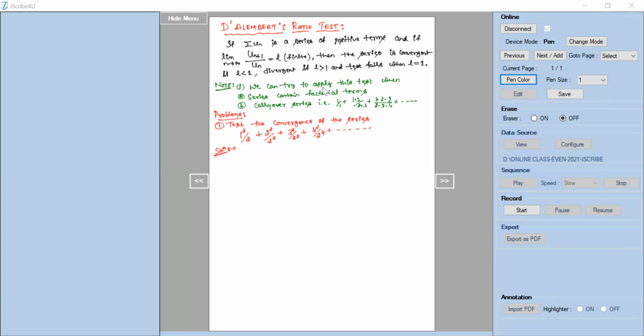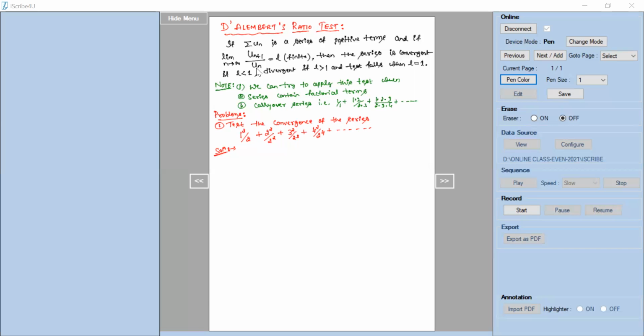Now let us see how we can calculate this limit and check the convergence of a given infinite series using D'Alembert's ratio test through certain examples. Let's start with the first problem. Test the convergence of the series 1 square by 2 plus 2 square by 2 square, 3 square by 2 cube plus 4 square by 2 power 4. See, this does not contain factorial, nor is it a carry-over series. But however, I can do this by using the ratio test. That's why I said, if the problem contains factorial or carry-over, I can directly apply D'Alembert's ratio test. For other series also, I can apply this ratio test.